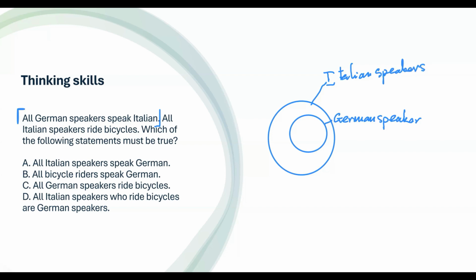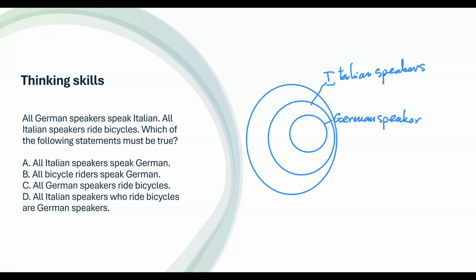Yeah. So the first statement you see there has been coded into the diagram. Now, then it says all Italian speakers ride bicycle. So that means some of the bicycle riders are not Italian. That means it's a bigger set again. So yeah, we need another set. So okay, we need a bigger set again.